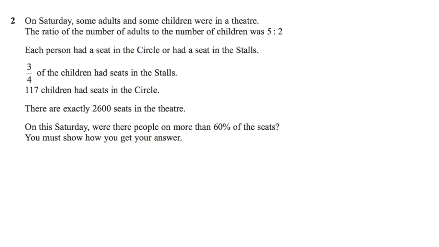So 1/4 of the children had seats in the circle. To find out how many children altogether, we need to multiply 117 by 4. 117 times 4, which equals 468 children. So in total, there are 468 children.